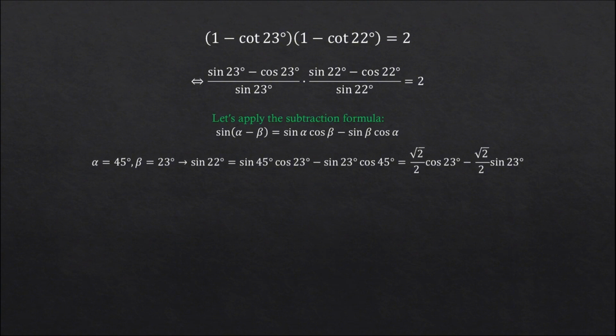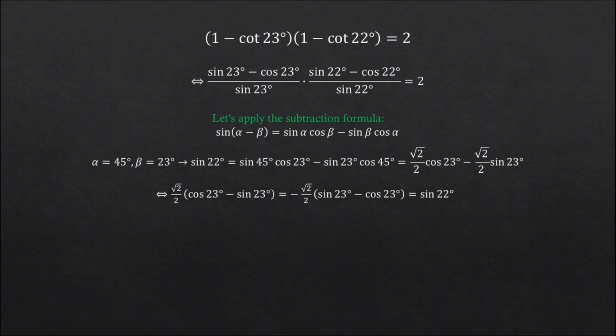This simply means that the sine of 45 minus 23, so the sine of 22, is going to be, if we plug in the values for alpha and beta, sine of 45 times cosine of 23 minus sine of 23 times cosine of 45. But what's interesting now is that since we used 45 degrees as a measure, we know that the sine of 45 is the square root of 2 over 2, and that is also the same value for the cosine of 45. So we get this new term at the end: square root of 2 divided by 2 times cosine of 23 degrees minus square root of 2 over 2 times sine of 23 degrees.